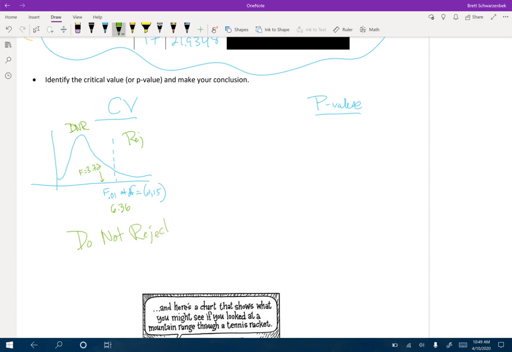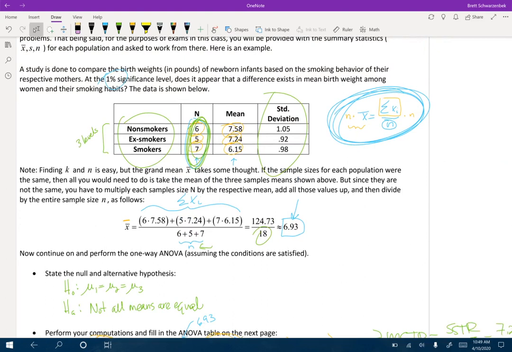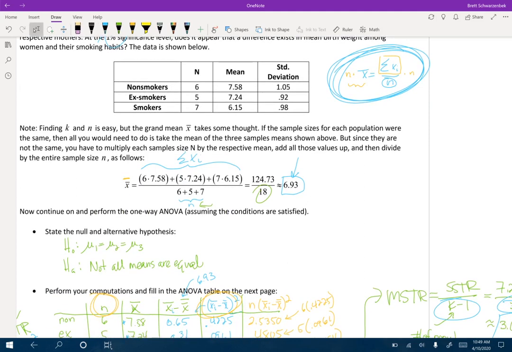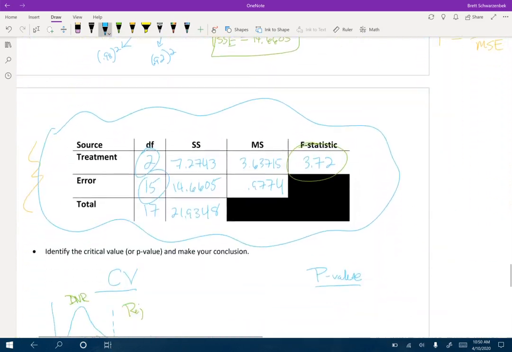So just to be clear here, what does that mean in the scope of our problem? Remember, this was all about birth weights for smoking versus non-smoking. So the null was that the means were all the same, and the alternative was that they weren't. Well, we did not reject H naught, so this is implying that the mean birth weight of babies is the same for all of the 3 smoking groups based on our statistical analysis. So that is going to be the key conclusion that we're actually doing here.